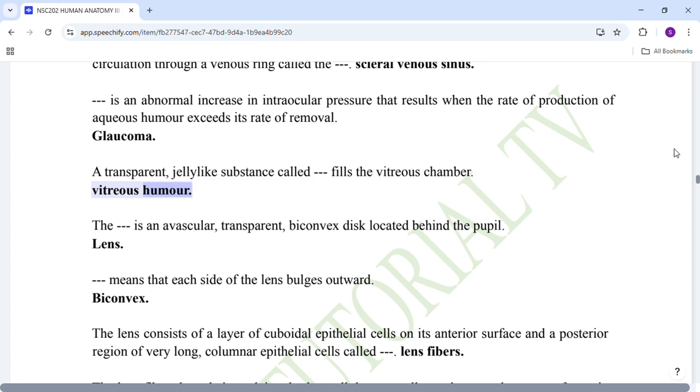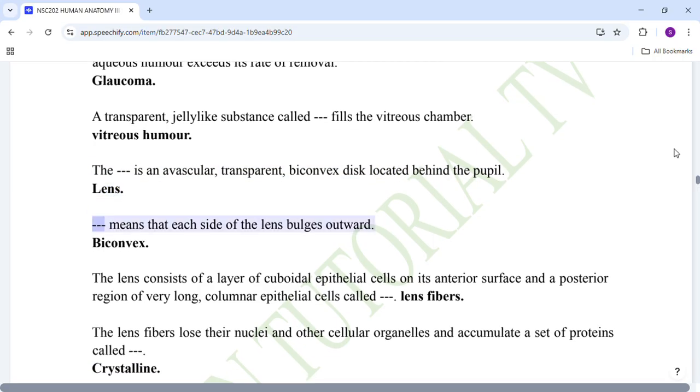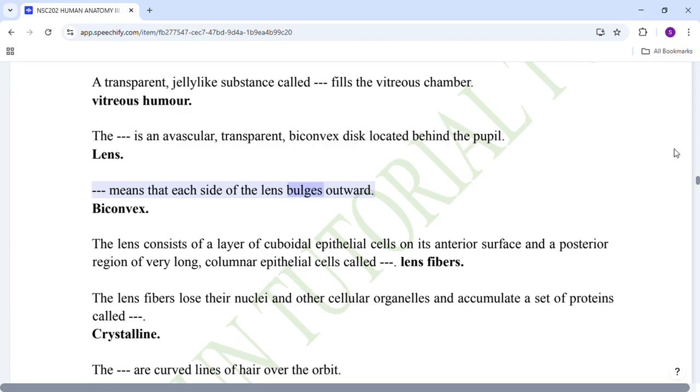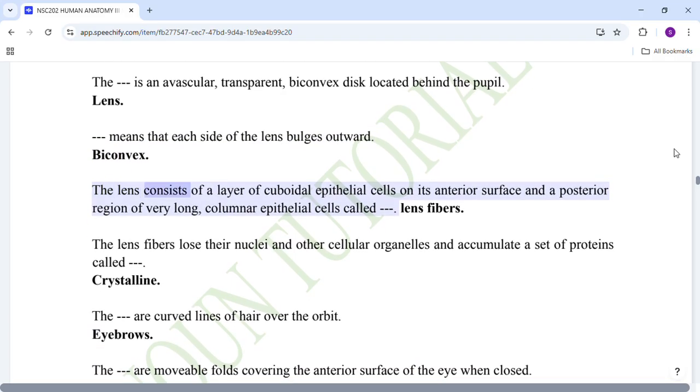The lens is an avascular, transparent, biconvex disc located behind the pupil. Biconvex means that each side of the lens bulges outward. The lens consists of a layer of cuboidal epithelial cells on its anterior surface and a posterior region of very long, columnar epithelial cells called lens fibers.